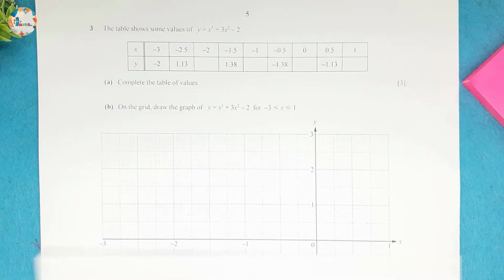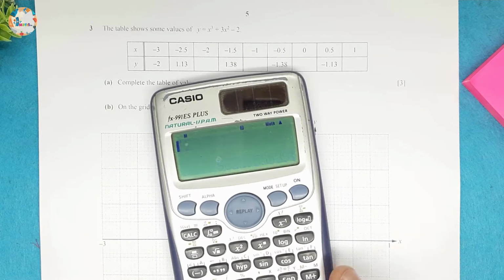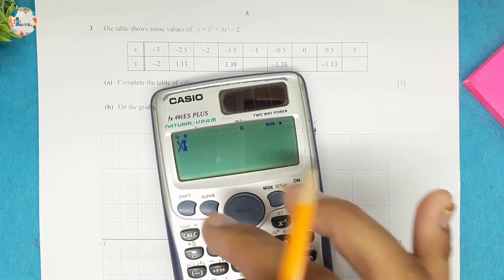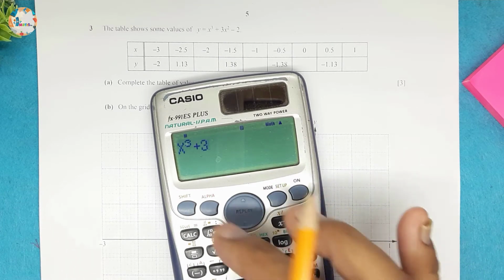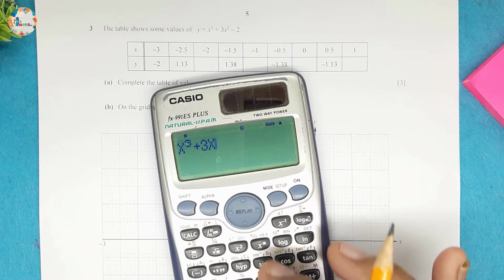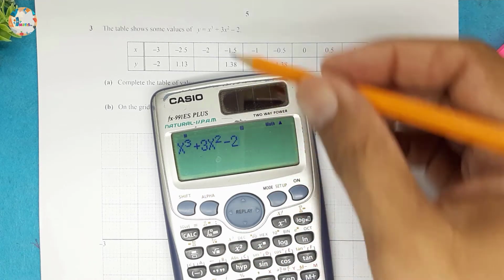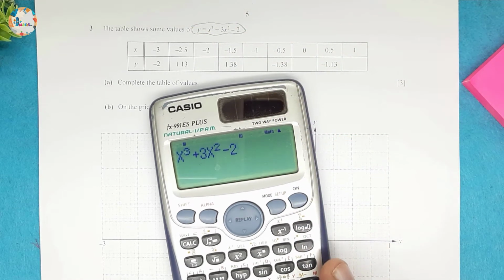So this is done. Then question number 3, it is a function graph. So we have to complete the table. For easier completion of the table, we will be typing the equation: x cubed, and then plus 3x squared, and minus 2. This is the equation which we have typed on this calculator.